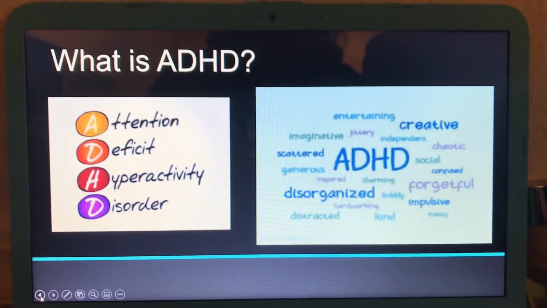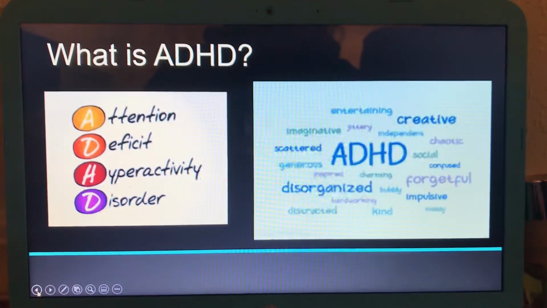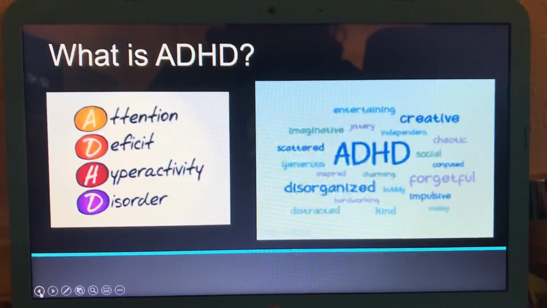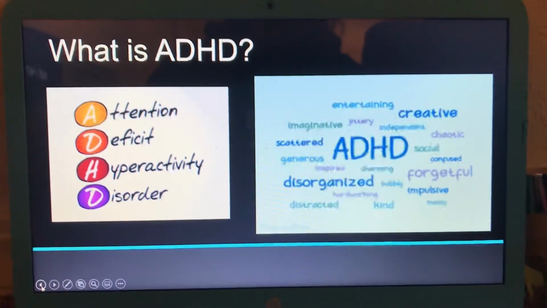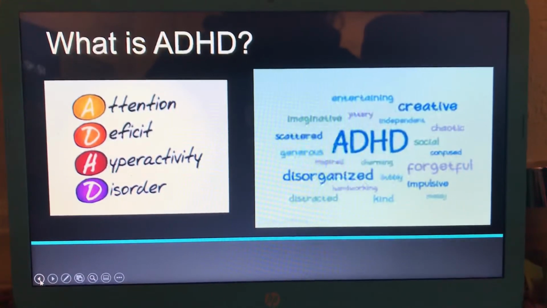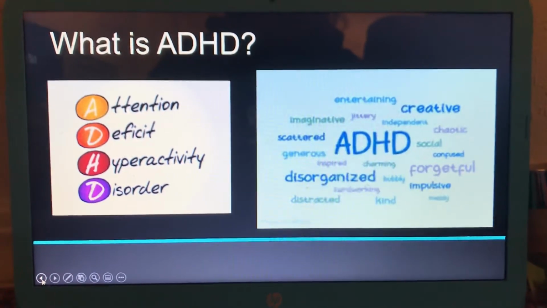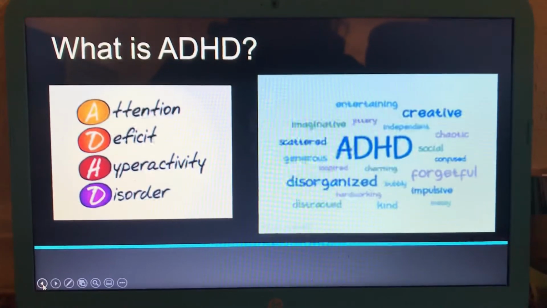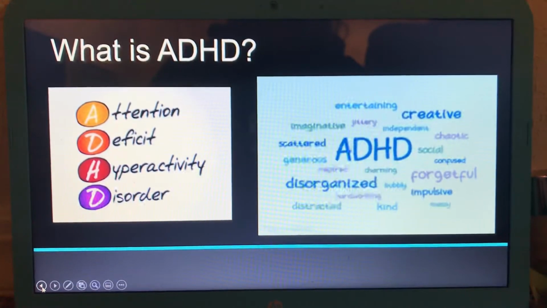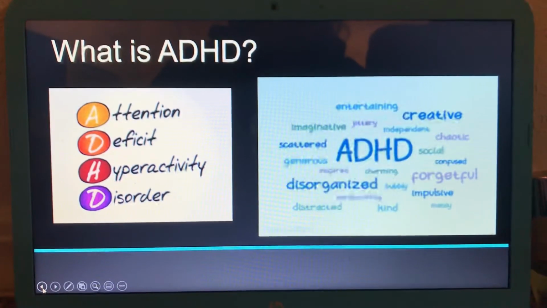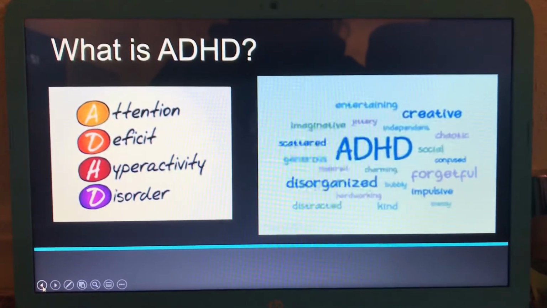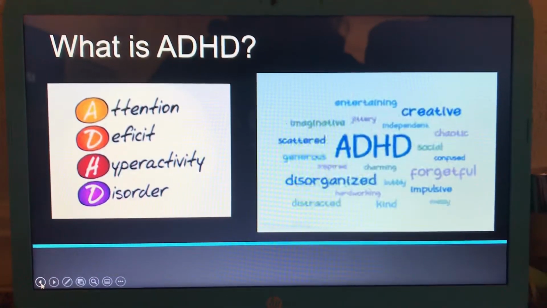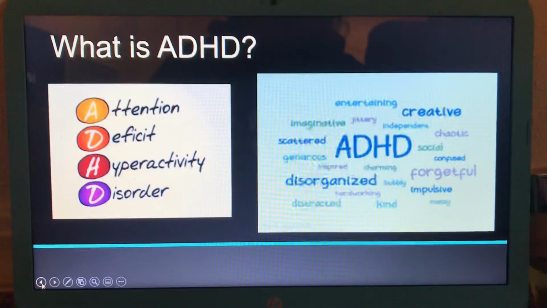So the first question that we want to ask ourselves is, what actually defines ADHD? What does that stand for? Well, ADHD stands for Attention Deficit Hyperactivity Disorder, and that can look very different for a lot of people. As you can see from the picture on the right, this can include characteristics such as forgetful, impulsive, they can become disorganized very easily, scatterbrained, things to that nature.